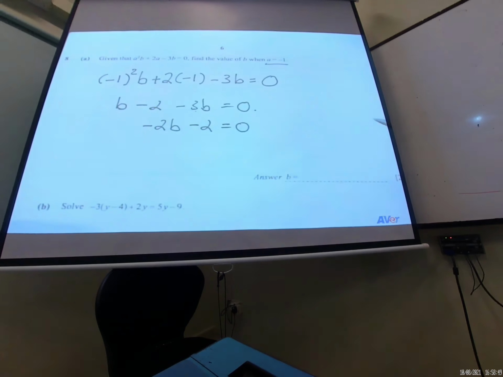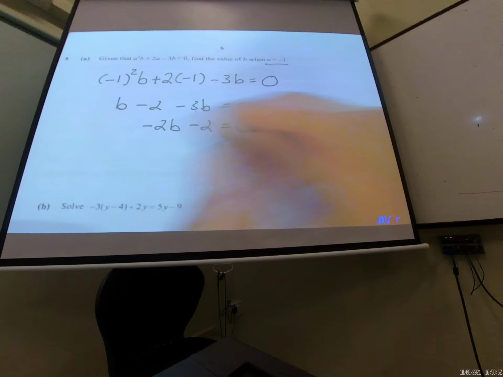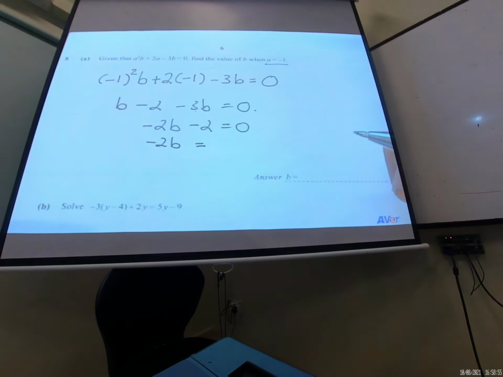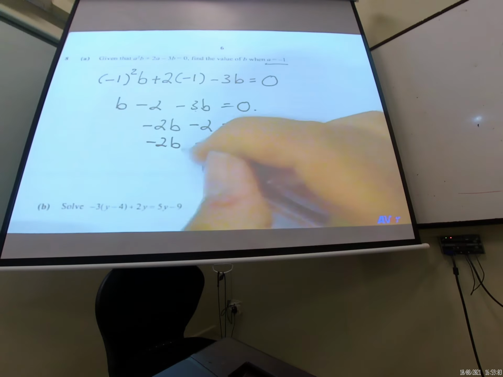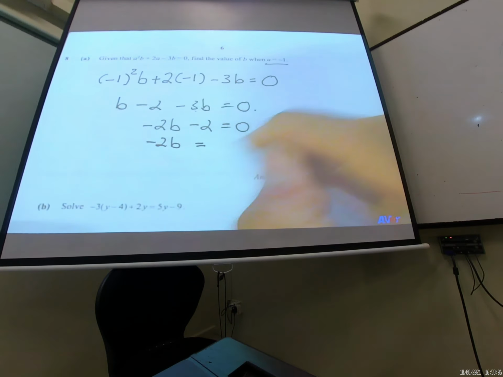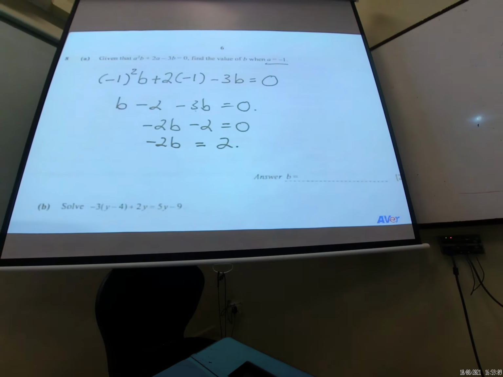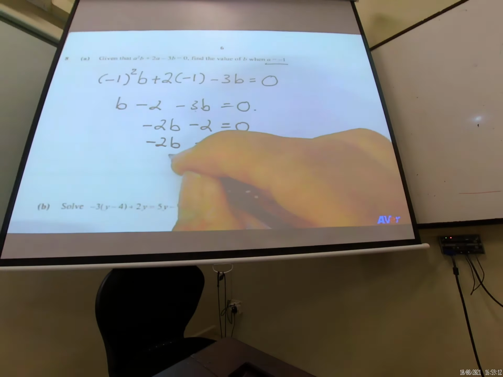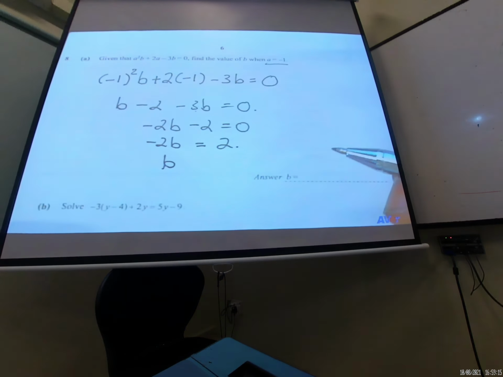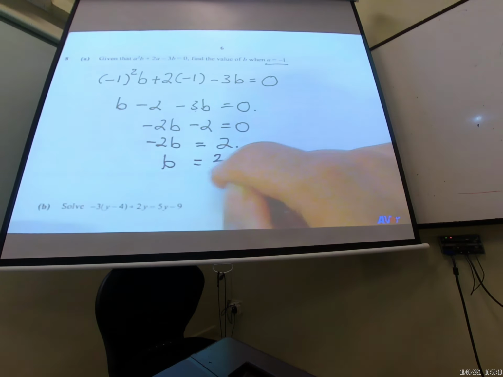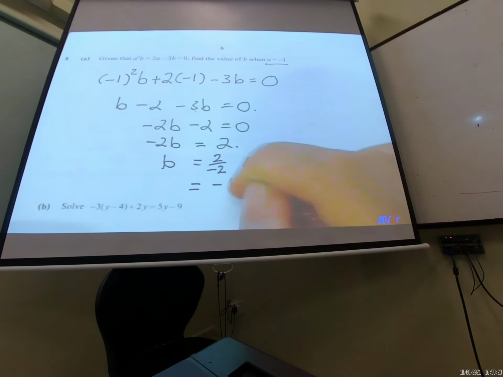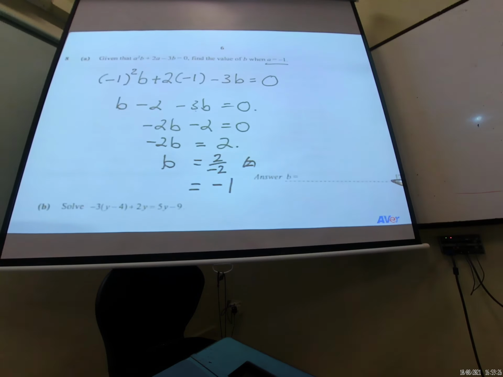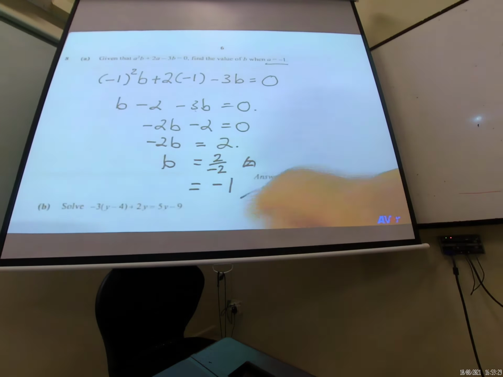-2 is still -2. Now I want to find what b is. So I want to move everything else, every number that doesn't have b, to the other side. I need to add 2 to both sides. -2 add 2, no more number here. Add 2 on the right hand side, so -2 goes to the right and becomes +2. I want 1b, I don't want -2b, so I divide both sides by -2. So b equals 2 divided by -2, which is -1. Positive divided by negative equals negative. 2 divided by 2 is 1, so b is -1.